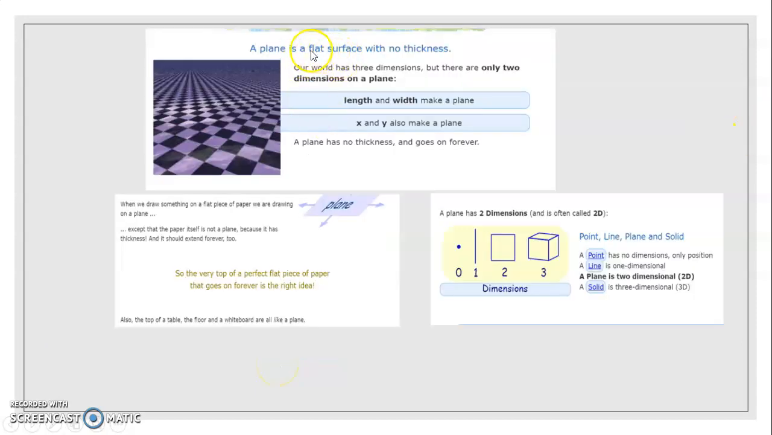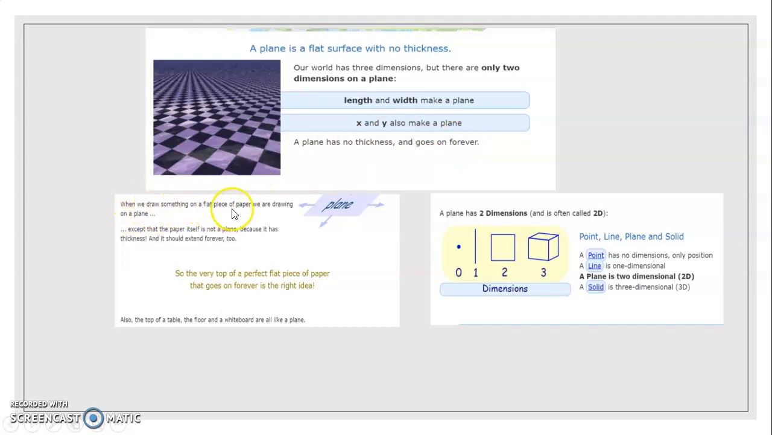A plane is a flat surface with no thickness. Our world has three dimensions, but there are only two dimensions on a plane. Length and width make a plane. X and Y also make a plane. A plane has no thickness and goes forever.